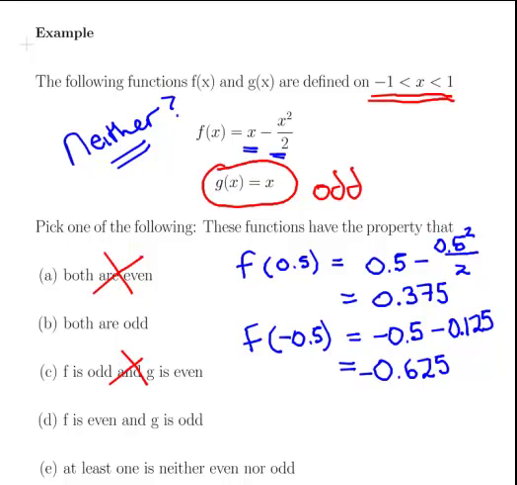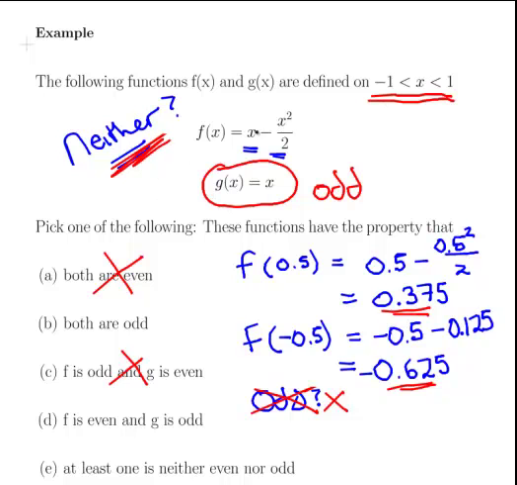Now, f is not odd. In fact, it's not even, because they don't even have the same numbers. So it's not odd and it's not even. So it's a neither case. They don't give the same number, and they don't give the negations of each other. They just give totally different numbers that are not related in any way. So this is a neither case.